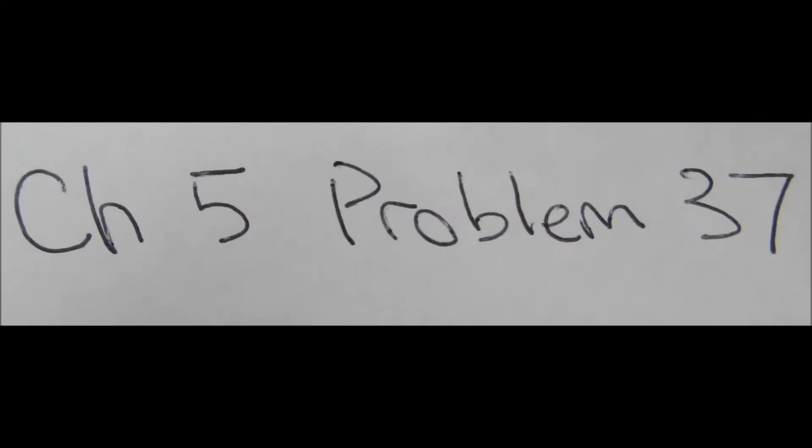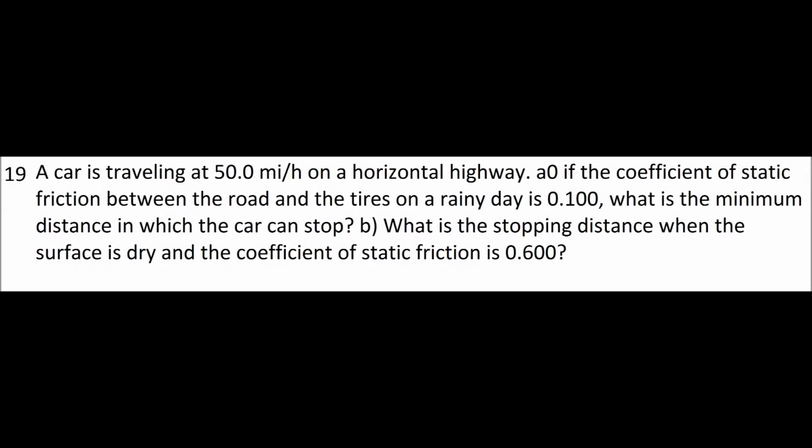Chapter 5, Problem 37. A car is traveling at 50 miles an hour on a horizontal highway. There are two parts to this problem. First, part A: if the coefficient of static friction between road and tires on a rainy day is 0.100, what is the minimum distance in which the car will stop?